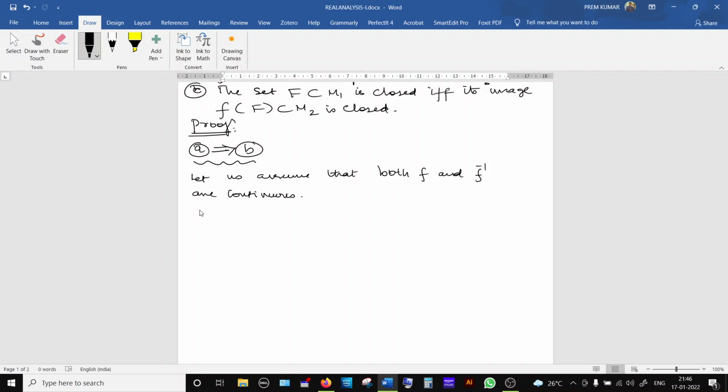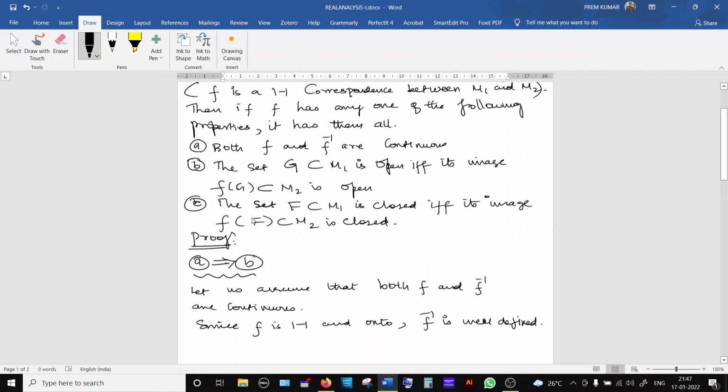Now, the common assumption is that f is one-to-one as well as onto. Whenever a function is both one-to-one and onto, the inverse function is well defined and exists. Since f is one-to-one and onto, f inverse is well defined. So f inverse exists.